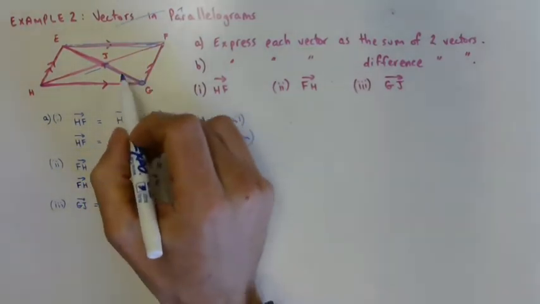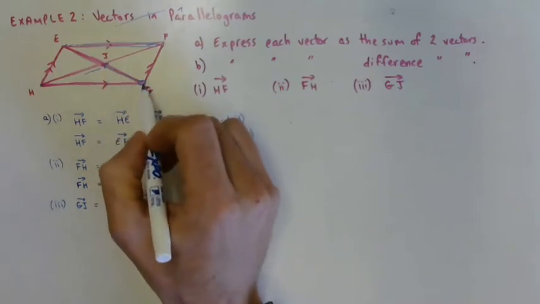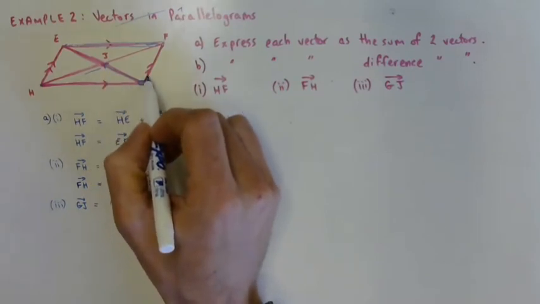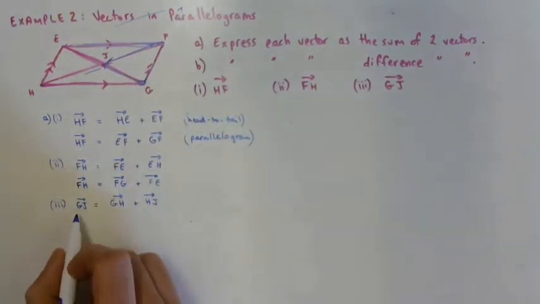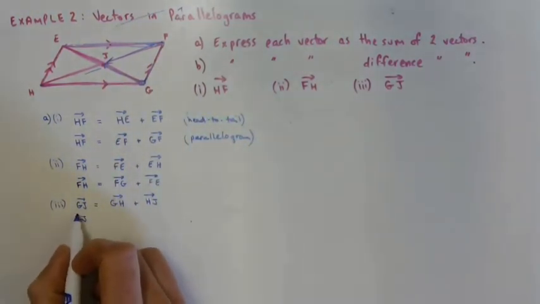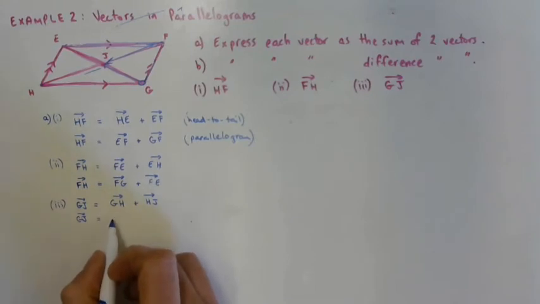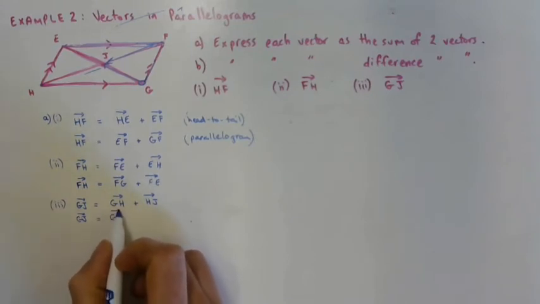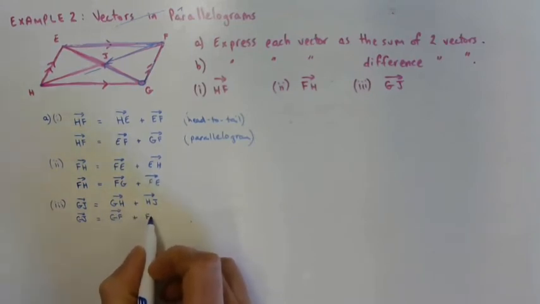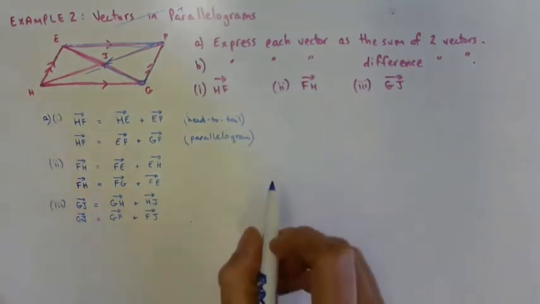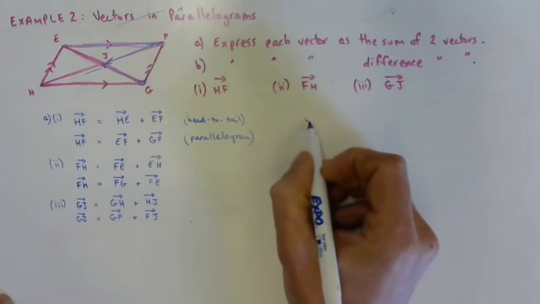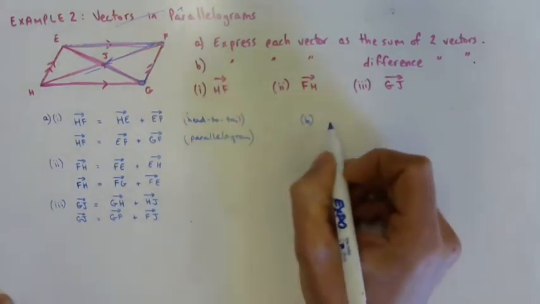Okay, is there another path that we could use to get there? Certainly there is. We could maybe go up this way. We could go GF plus FJ. Remember, this is all addition. So you got GF plus FJ. That's good enough.